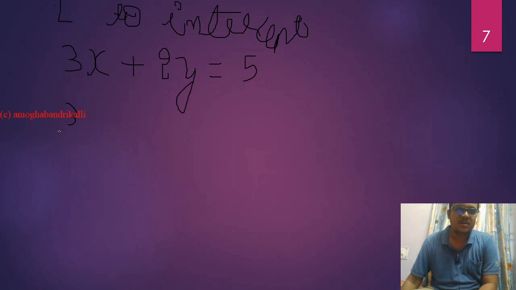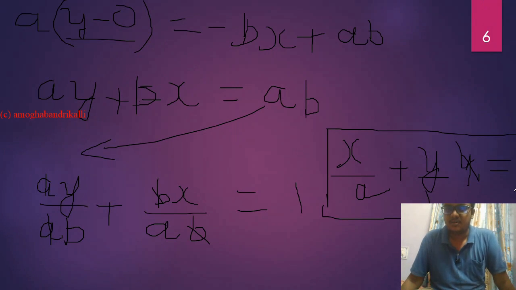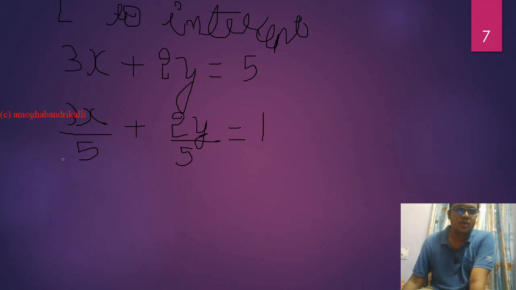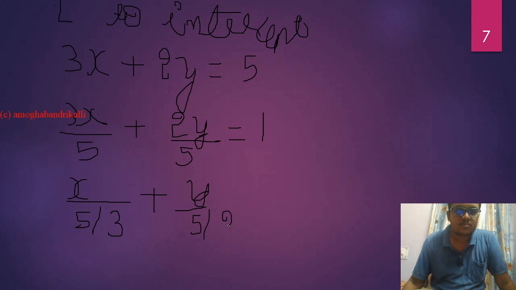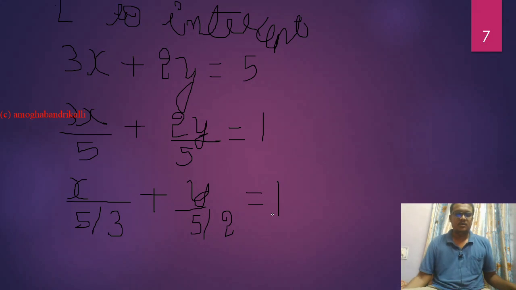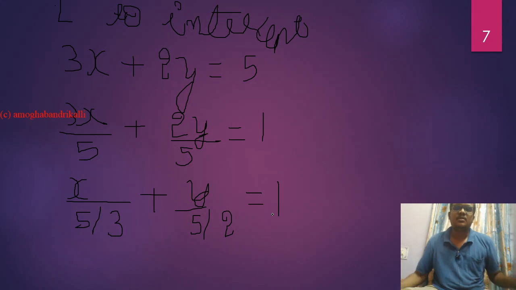How to do this? You need to divide by 5: 3x by 5 plus 2y by 5, which will be equal to 1. Now the right hand side has been equated to the standard intercept form of a straight line. Now you need to convert the x and y positions: x divided by 5 by 3 plus y divided by 5 by 2, which will be equated to 1. So we have made the equation into the standard intercept straight line equation.